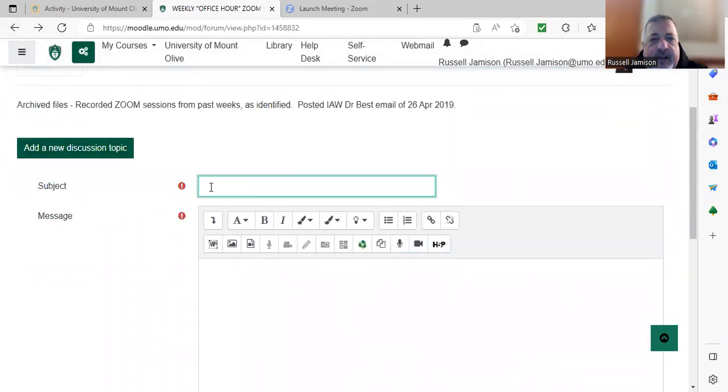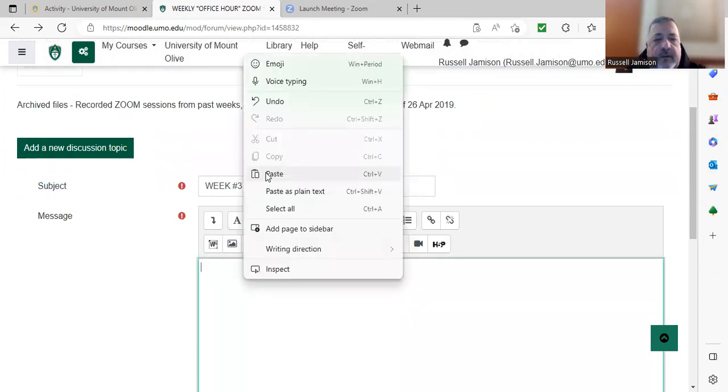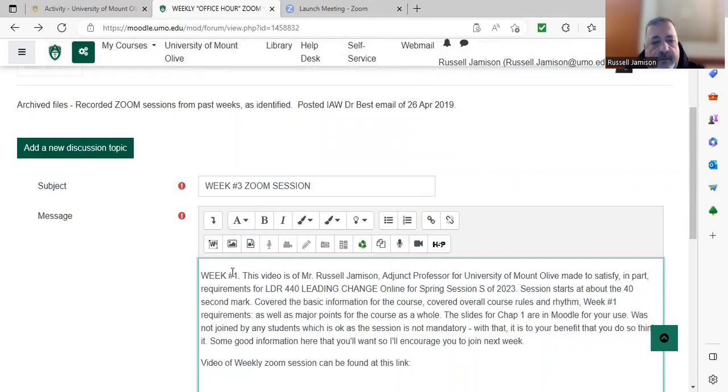So watching me do it now. So this will be week number 3 Zoom session. Make sure that I've changed this. Again, this is to satisfy part, LDR lead 440.